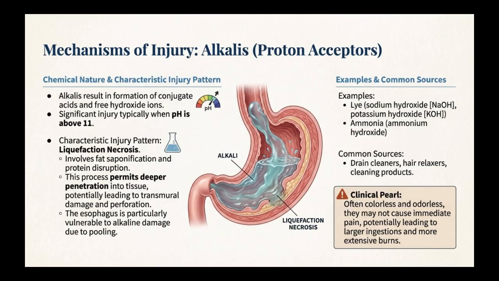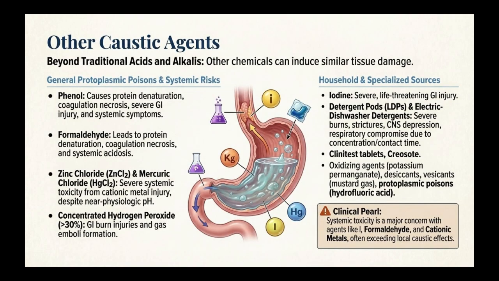Zinc chloride, ZnCl2, and mercuric chloride, HgCl2, are noteworthy for their potential to cause severe systemic toxicity due to cationic metal injury, in addition to local caustic effects. Other agents to consider are oxidizing agents, for example, potassium permanganate, desiccants, vesicants, for example, mustard gas, and protoplasmic poisons, for example, hydrofluoric acid.